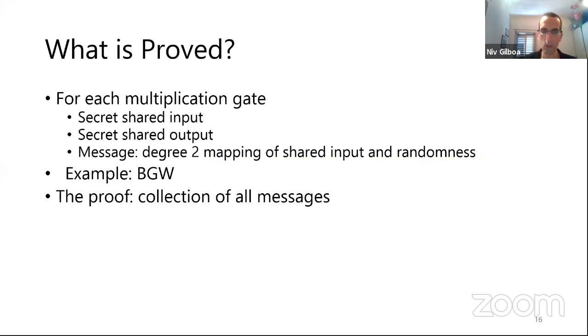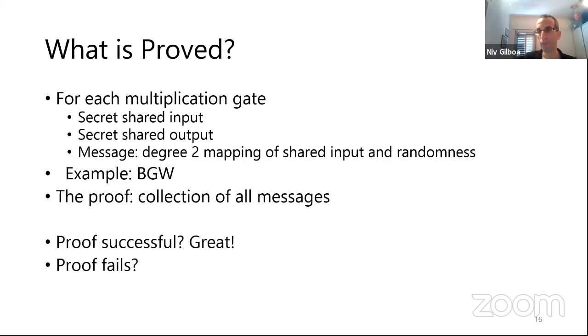Okay, so these parties sent the proofs, and we have 2 cases. If the proof was successful, then everything's great. We can send the output. But what happens if the proof fails? Okay, now we're in trouble, because, as I said, abort isn't good enough. We need something better than abort.